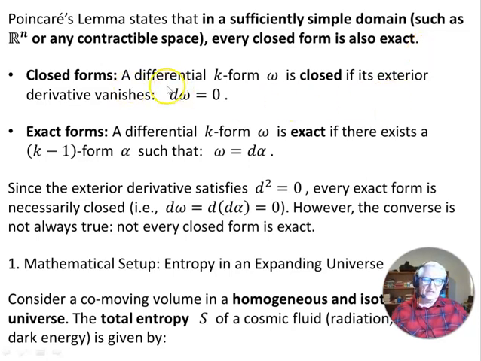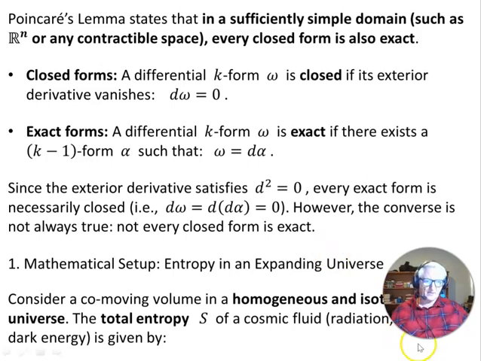Now, closed forms: a differential k-form omega is closed if its exterior derivative vanishes, so d omega equals 0. And exact forms: a differential k-form omega is exact if there exists a (k minus 1)-form alpha such that omega equals d alpha, the exterior derivative of alpha. Since the exterior derivative satisfies d squared is 0, every exact form is necessarily closed, i.e. d omega equals d alpha equals 0. However, the converse is not always true. Not every closed form is exact.